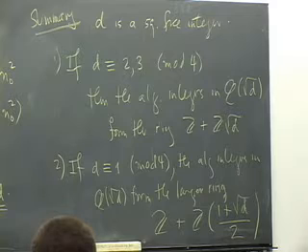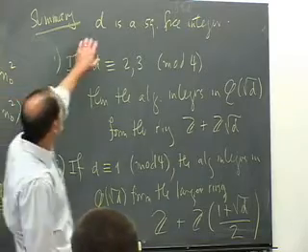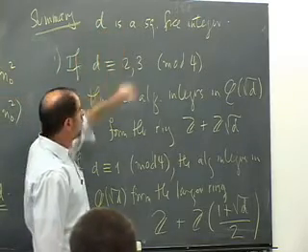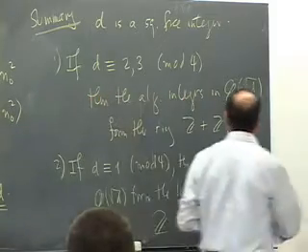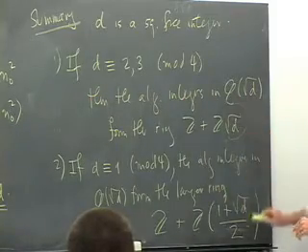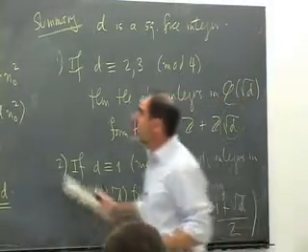OK, now, it turns out that it's best not to index these rings by this square-free integer d. It's best to index it by the discriminant of the irreducible polynomial satisfied by the element that you're adjoining. So let's see what the irreducible polynomials are.